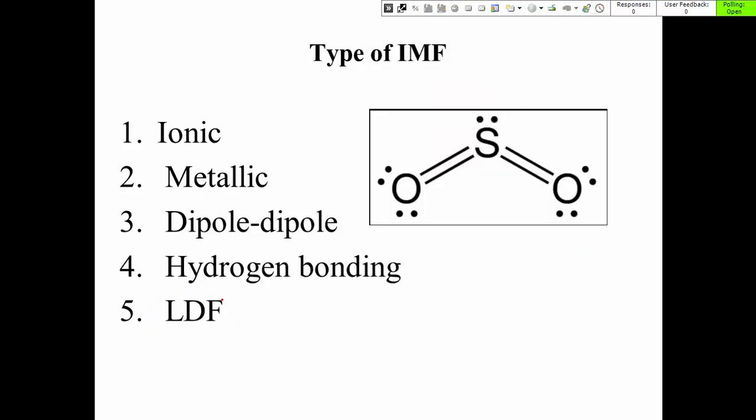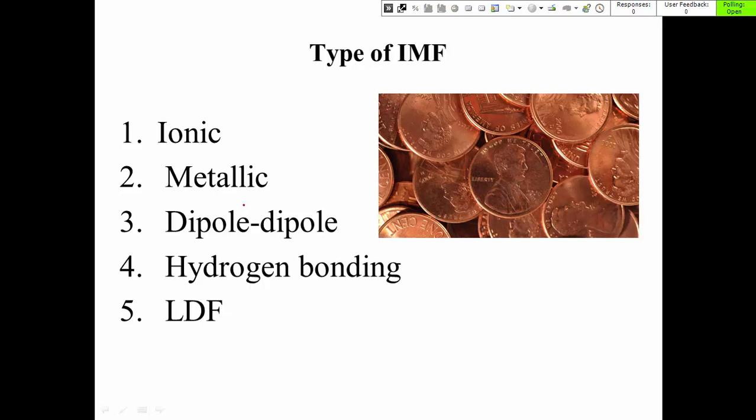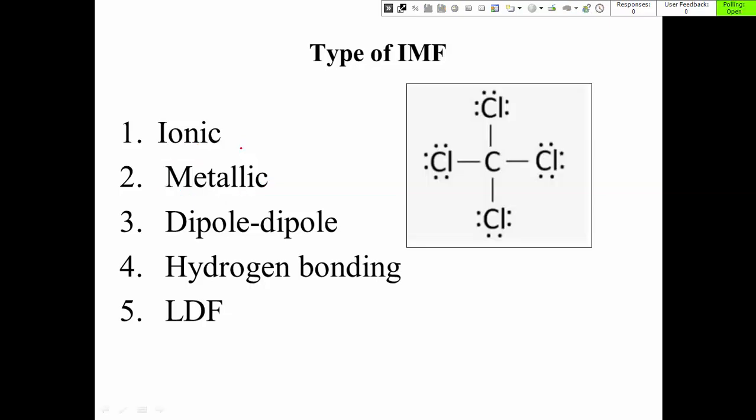SO2 is a bent molecule, and it's got those 2 lone pairs of electrons. If it's bent, it's polar, it's dipole-dipole. It cannot hydrogen bond, but it is polar. This would be metallic bonding, metals. Carbon tetrachloride, nonpolar, LDF.